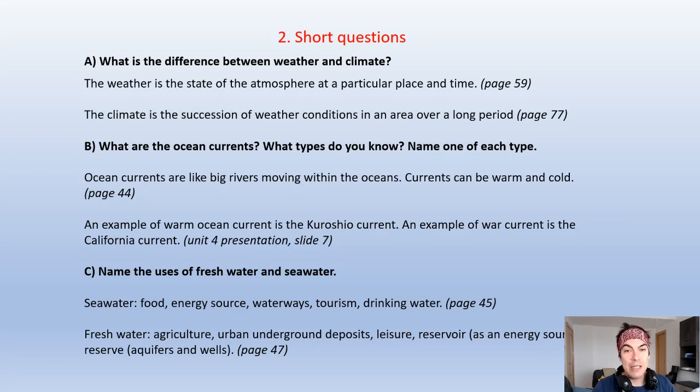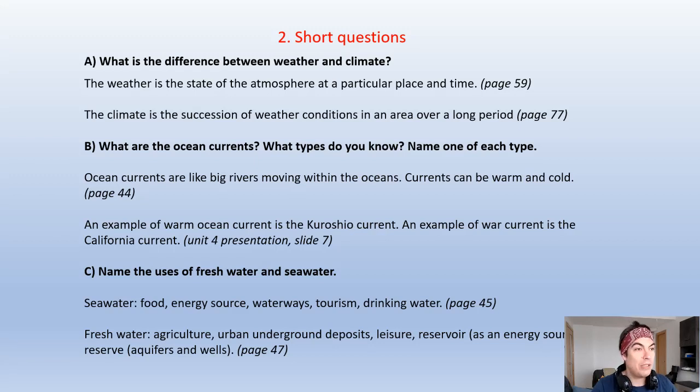And the climate is the succession of weather conditions. For example, this type of weather, cloudy and rainy, is usual in the seasons of spring and autumn in the area of Madrid. Why? Because in Madrid we have a Mediterranean continental climate, so it means that the usual weather at this period of the year is cloudy and rainy.